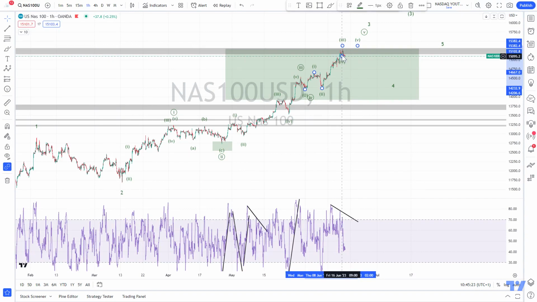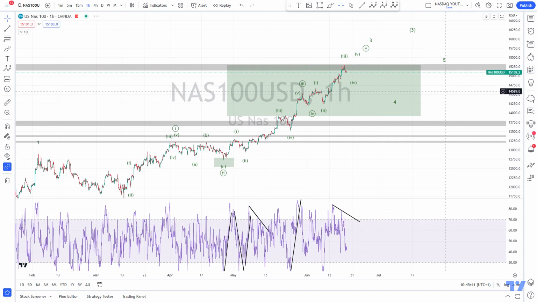So yeah, one more high with divergence here. Divergence cannot be erased. If we erase this divergence, then we started a new cycle, and then I have to look for another count. But for now, I would think one more high can be expected here.